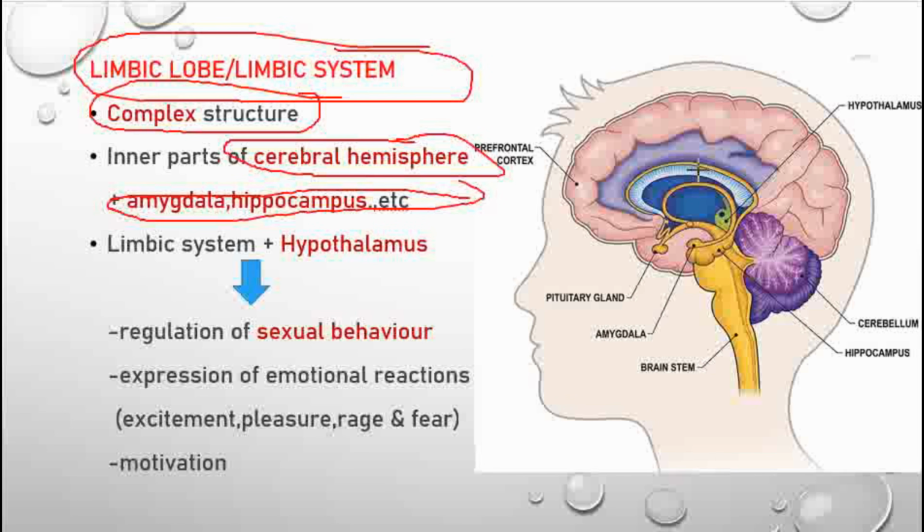So you can see in the picture the amygdala, and here you can see the hippocampus. So it is deep inside the brain. This whole inner structure is known as the limbic system. So amygdala, what is it?